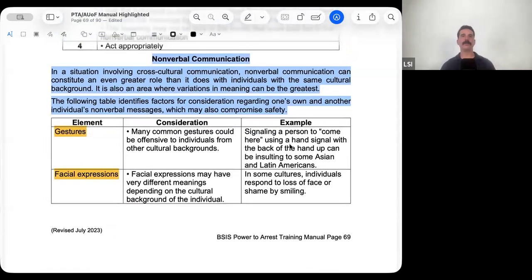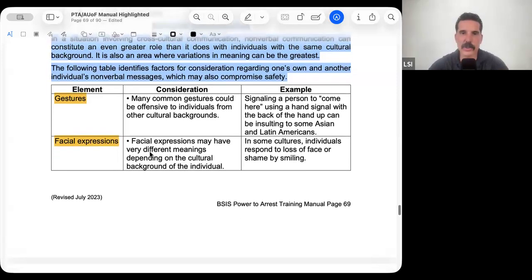Nonverbal communication. In a situation involving cross-cultural communication, nonverbal communication can constitute an even greater role than it does with individuals with the same cultural background. It is also an area where variations in meaning can be the greatest. The following table identifies factors for consideration regarding one's own and other individuals' nonverbal messages, which may also compromise safety. All right, then it goes into this next chart here.